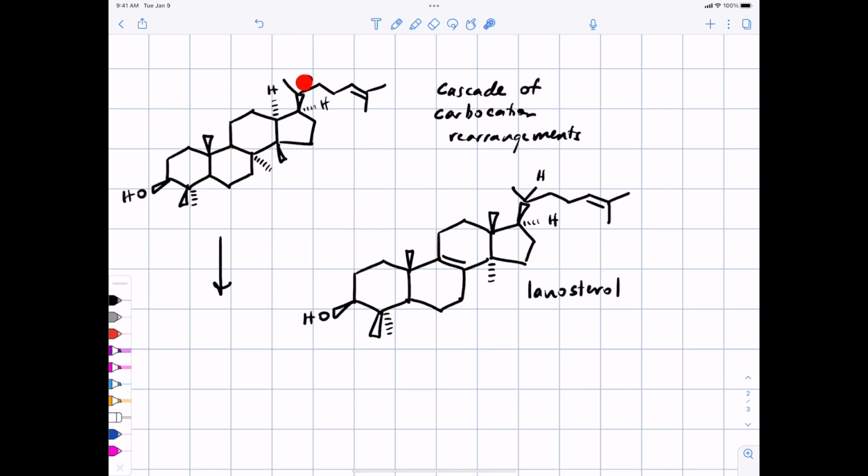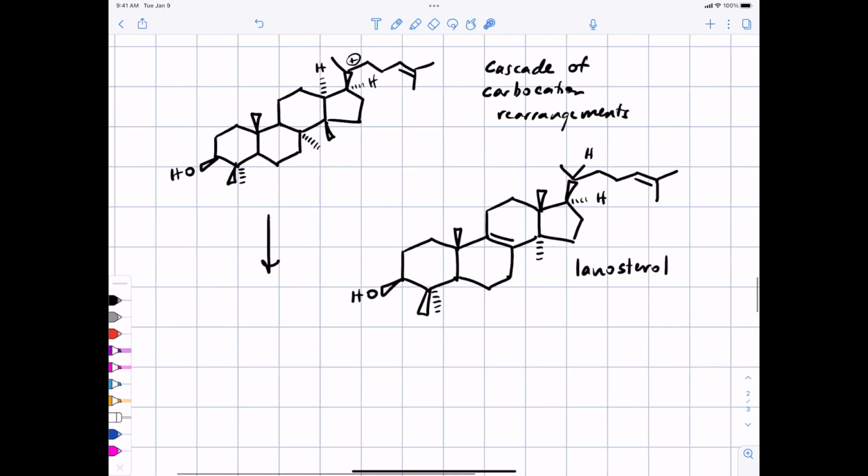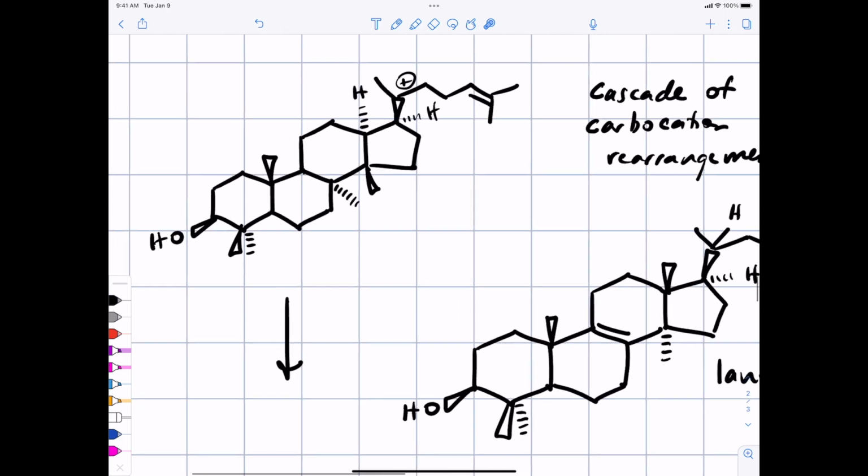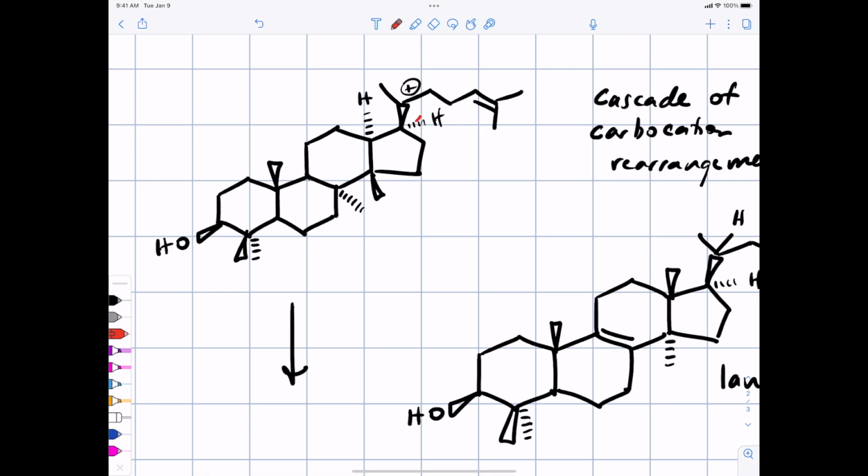Basically, we need to find a way to move this positive charge all the way from here, outside the ring, to here. And we're going to do that through a series of carbocation rearrangements. So we can show that if this proton leans over and does a 1-2 shift, that would put a positive charge here. I'm not going to draw that intermediate. If then this proton did a 1-2 shift, that would move this proton to that carbon, leaving a positive charge there.